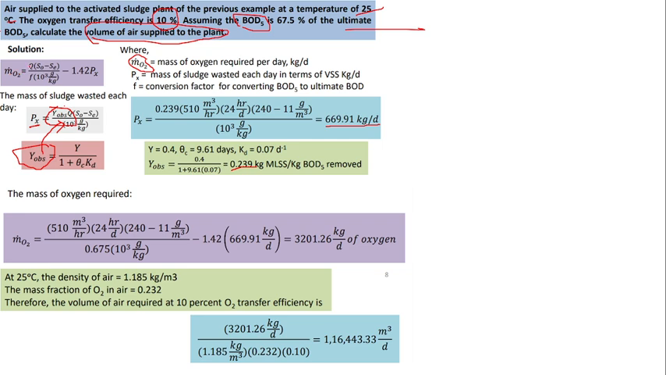So now we can easily obtain the mass of the oxygen value. So mass of the oxygen is equal to Q into S naught minus Se. So again Q is 510 meter cube per hour.